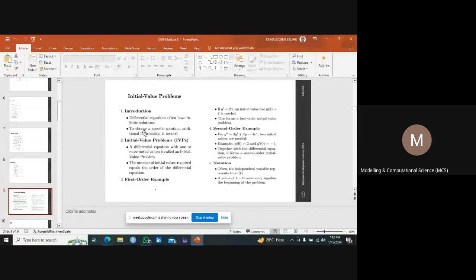So today we are starting from initial value problem, and we start from the introduction. Differential equations often have infinite solutions. We said this in our first class. It's now left for you to check which is the appropriate method I'm going to apply to this very problem given to me. So to choose a specific solution, additional information is needed. So what are the additional informations? You can be given an initial value problem to solve the problem given to you, which we are going to see today. So, initial value problem, IVP.